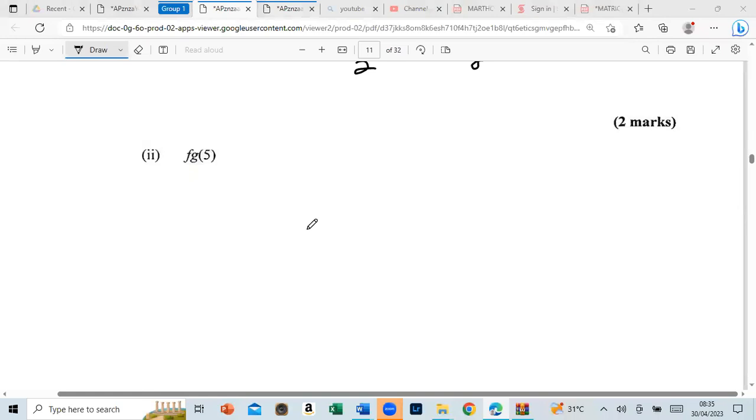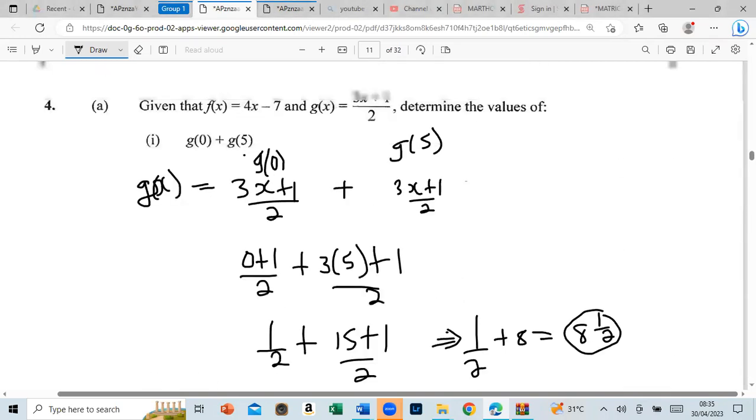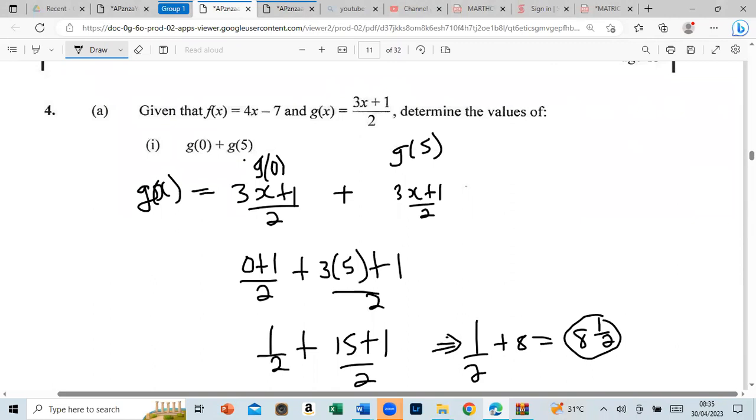All right, this one's FG5. I forgot what was up top. So yeah, 4x minus 7 and 3x plus 1. All right, so we're going to write it back. So f was 4x minus 7, just to have the visual in front of us. And g of x worked out to be 3x plus 1 over 2.